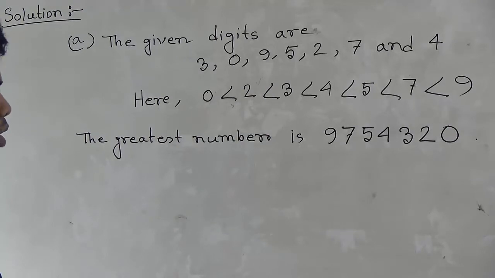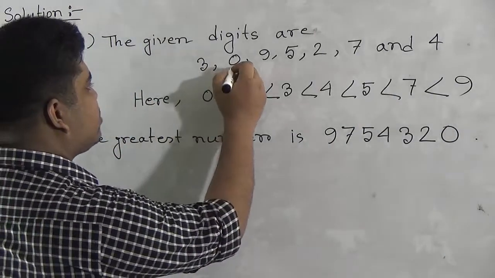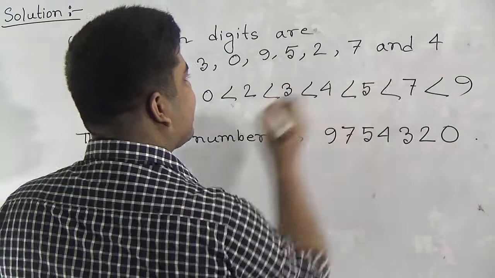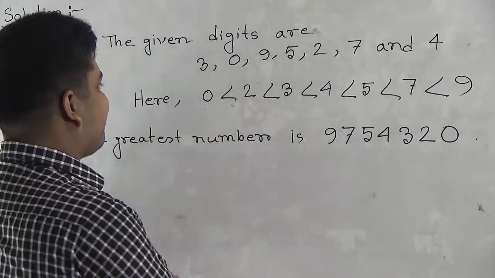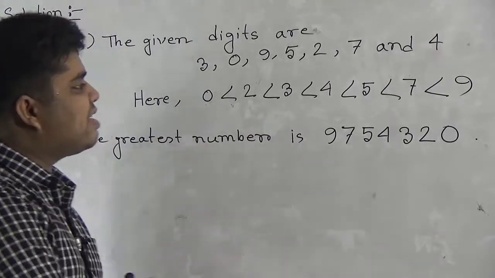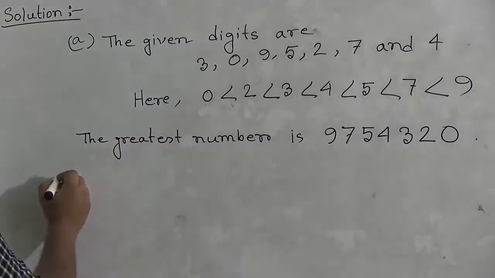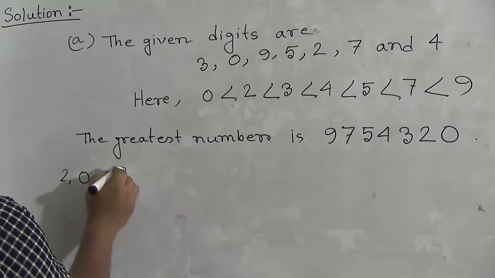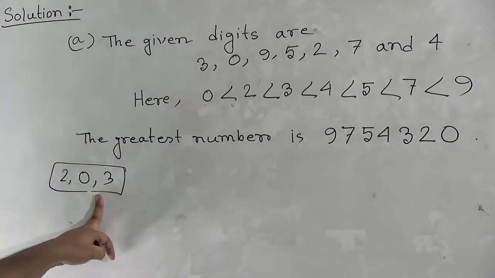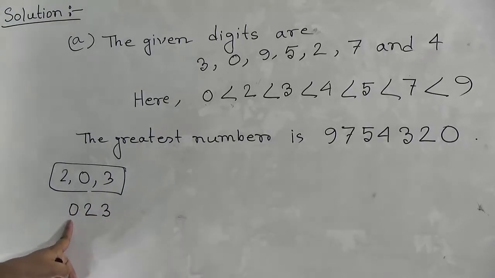Now we shall make the smallest number by using these digits. Student, notice there are 1, 2, 3, 4, 5, 6 and 7 digits. If we make a number by using 0 at first, then the number will be a 6 digit number, because we know that on the left hand side 0 has no value. Suppose we consider 2, 0, 3 are 3 digits. We want to make the smallest number among these digits. If we write 0, 2, 3, then that number will be the smallest number by using these digits.